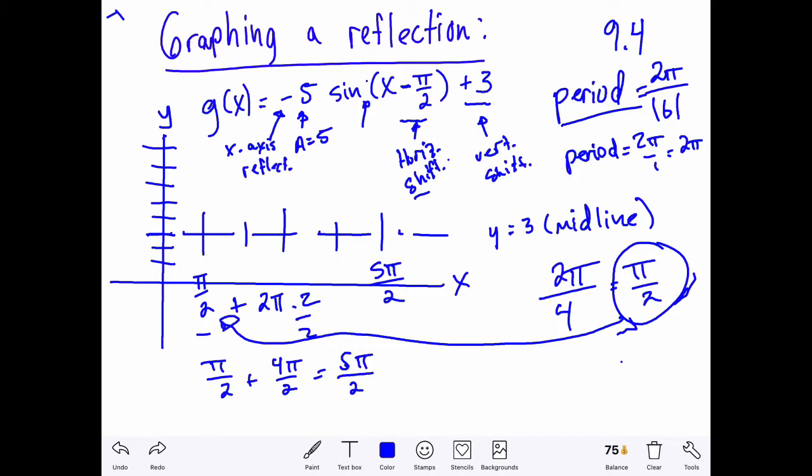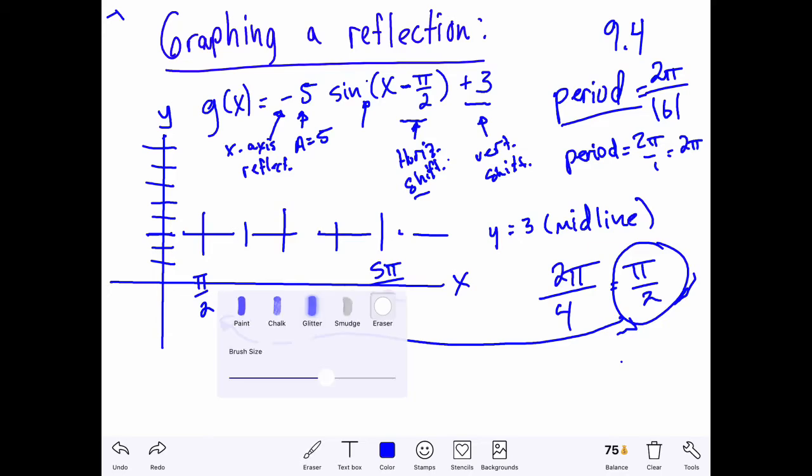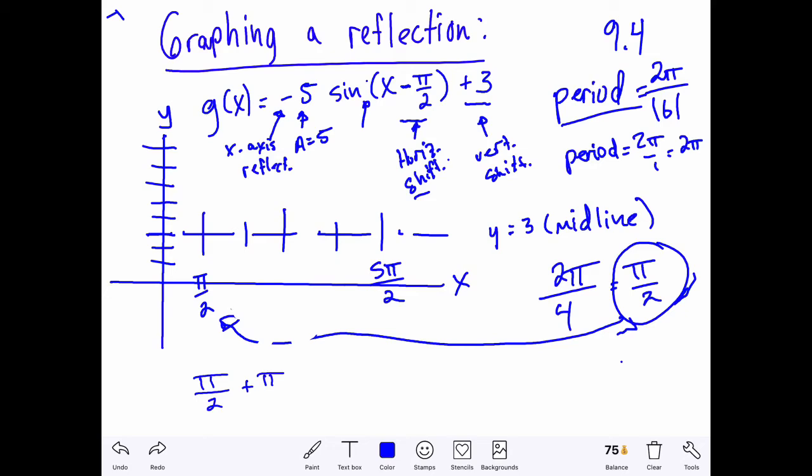Okay, so let me erase a little of this, clear a little of it out. So remember, if I were at 0, I'd just do 0 plus pi halves, and then I'd add pi halves to it again. But I'm not at 0. I have this phase shift of pi halves to the right. So we're going to add to our starting location that pi halves we found as the quarter part of our period here when we divided our period in 4.